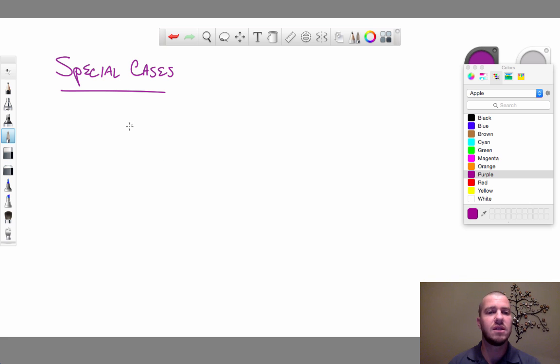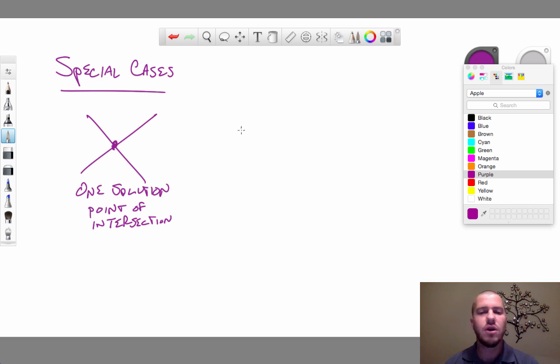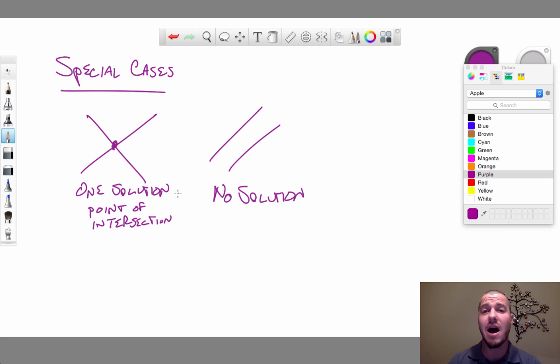So there are special cases. Typically with a system of equations, you have two lines. Where they intersect is the solution, and that would be one solution. There are scenarios where you'll get parallel lines. Because parallel lines never intersect, there is no solution in this case. Remember, they're parallel if the slopes are the same. So when you graph it and you see the slopes are the same, as long as it's not the same exact line, they're going to be parallel, which means there's no solution.